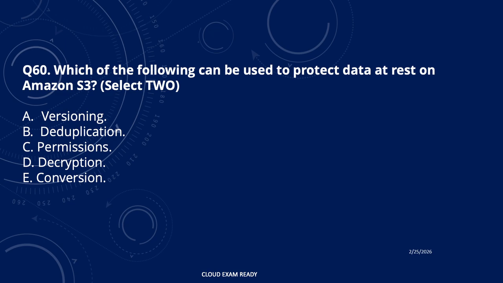Next, question number 60. Which of the following can be used to protect data at rest on Amazon S3? Here we need to select two options. Option A, versioning, option B, deduplication, option C, permissions, option D, decryption, and option E, conversion. So the correct answer here is option A and option C. Option A is versioning and option C is permissions.